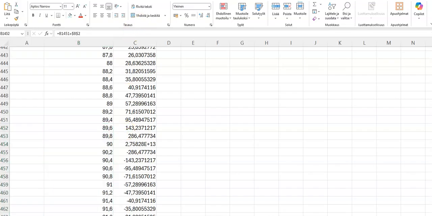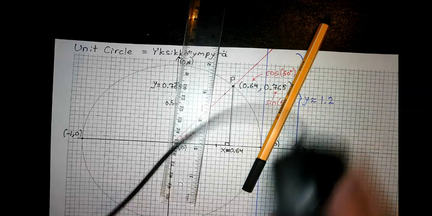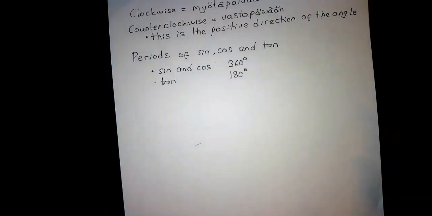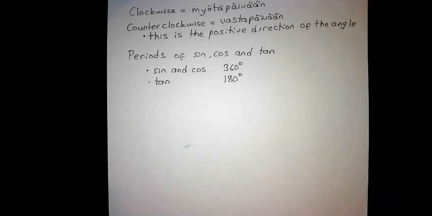Okay, now we finally can try to solve some trigonometric equations, and I will take an example, and this is some kind of introduction to those equations. This told us that sine, cosine, and tangent all have periods. Sine and cosine had this 360 degrees, and tangent has this 180 degrees period there.